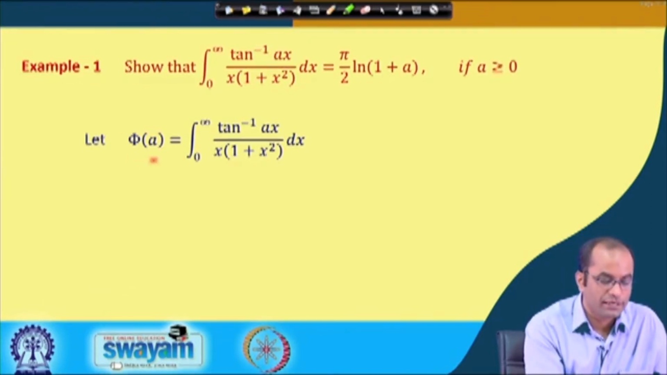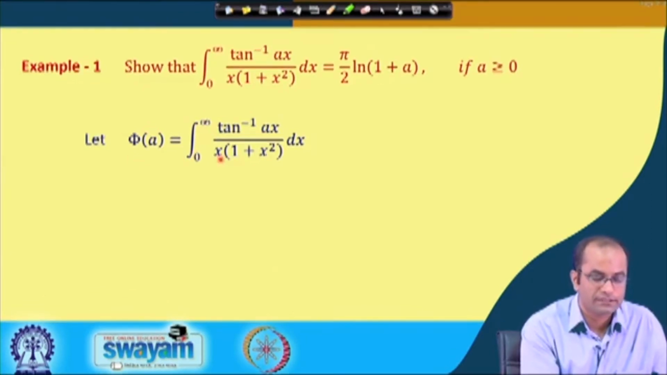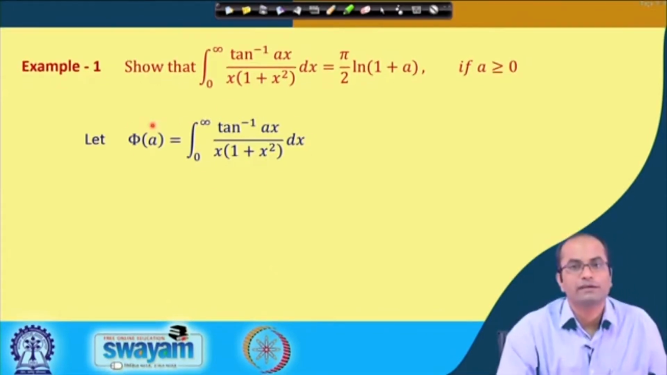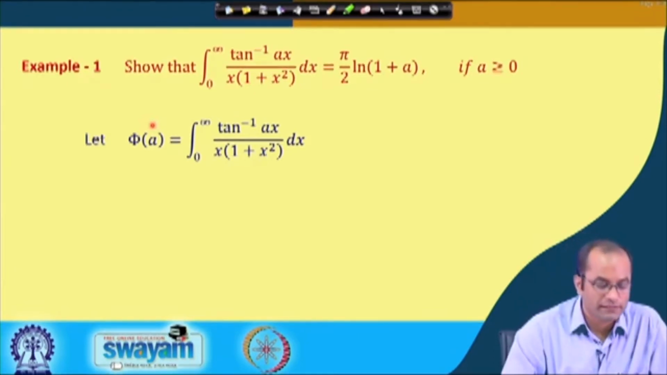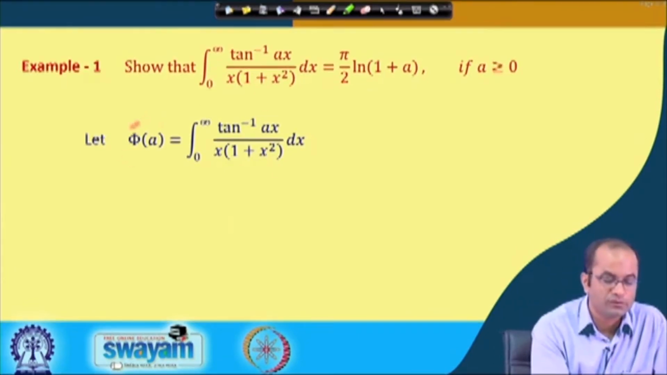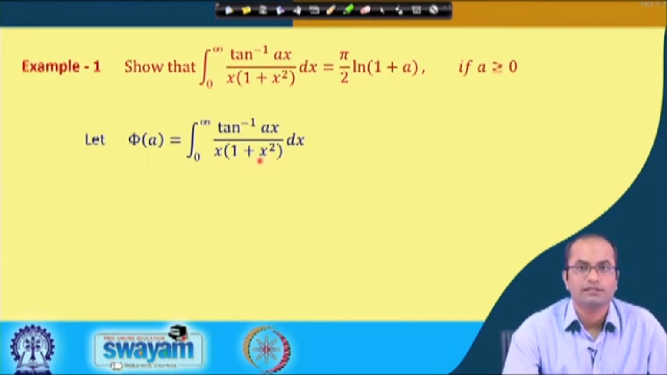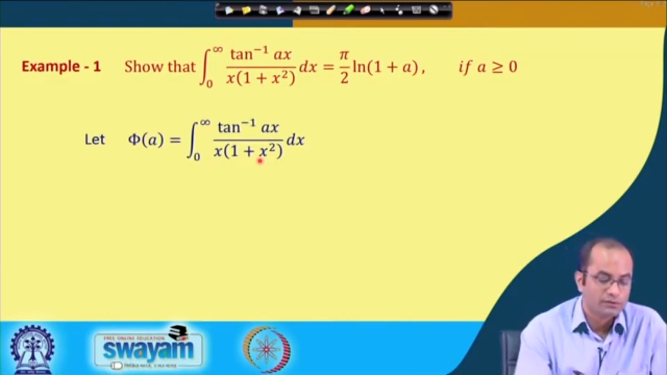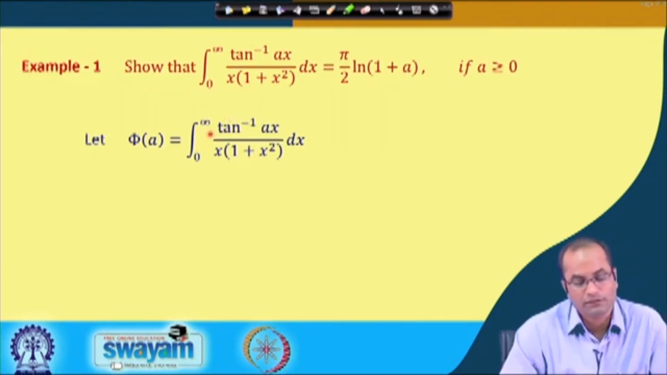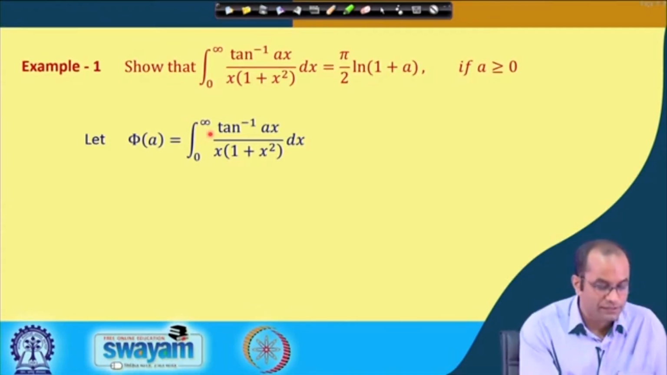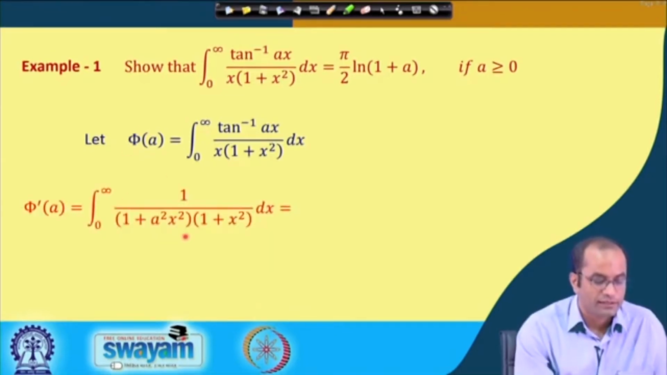So, this is phi of a, the integral from 0 to infinity of tan inverse a x over x times 1 plus x square dx. The given integral we have taken as a function of a, and now we will differentiate this with respect to a. With the differentiation, if we can see a simplification or the resulting integral we can easily solve, then this is going to be useful, because the integral given in this form is a little bit complicated to evaluate. But if we differentiate with respect to a, then what will happen?